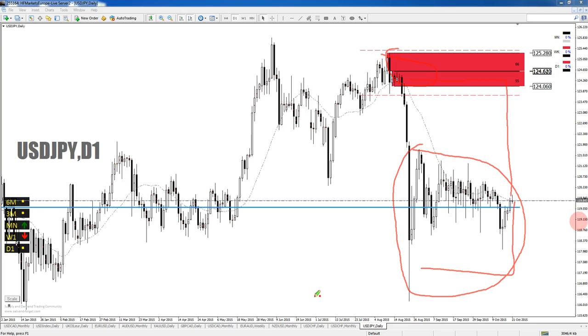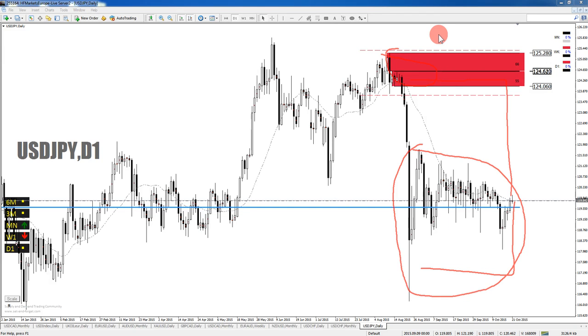Anybody? Ryan said no. Nick, no, no. Everybody said no. So there's no demand area there. If there are no demand areas there, how can we be in consolidation?